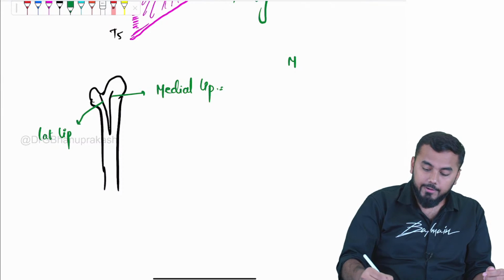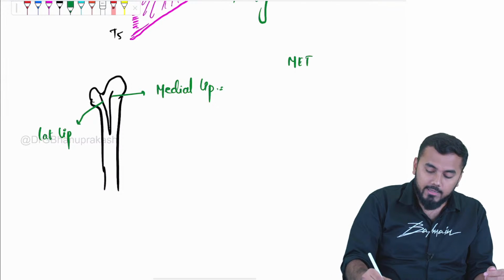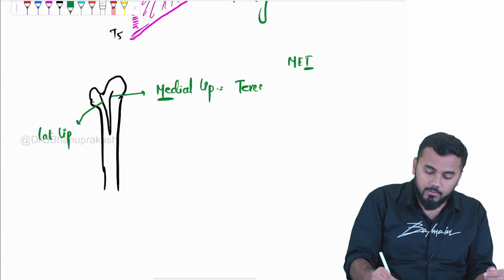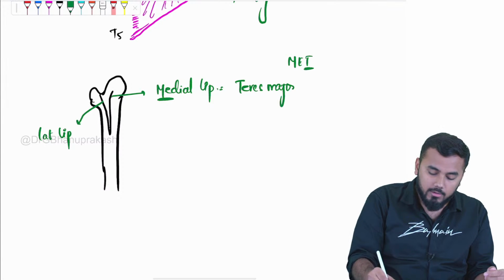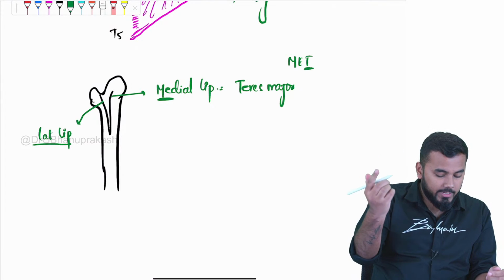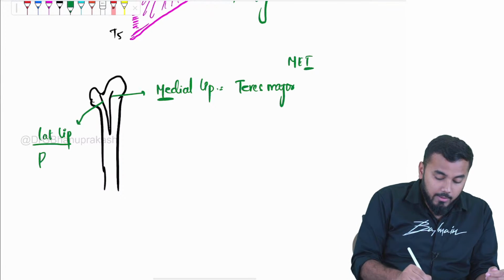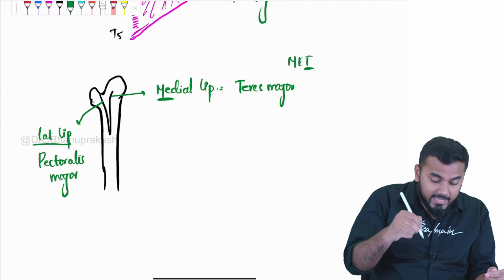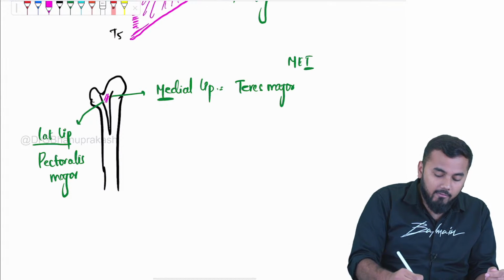I told you, on the medial lip or lateral lip, majors are attached. You are right. Remember it as MET. T stands for teres major, on the medial lip. And on the lateral lip there is one more major. What is that major? Pectoralis major. And in the bicipital groove, I have latissimus dorsi.